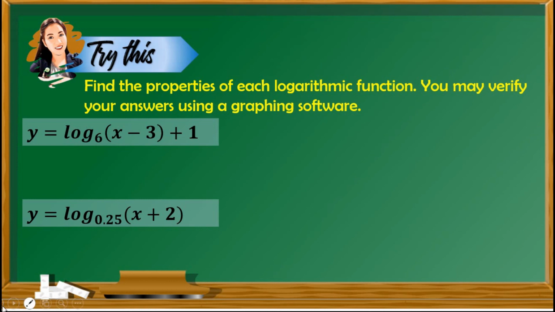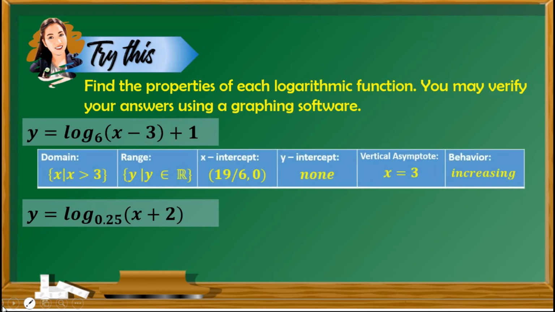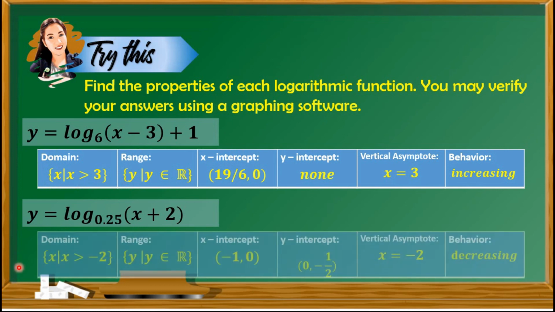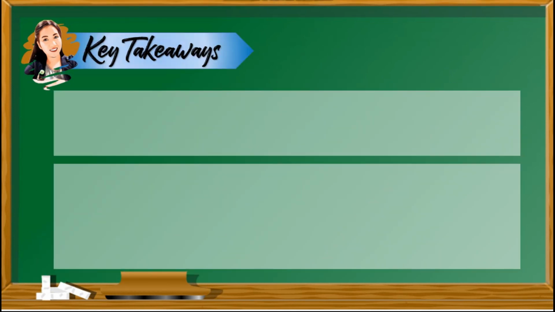Let's check our work. For the first function, we have the following properties. How about for the second function? These are the properties. Did you get a perfect score? If yes, very good. What are the important concepts to take note?